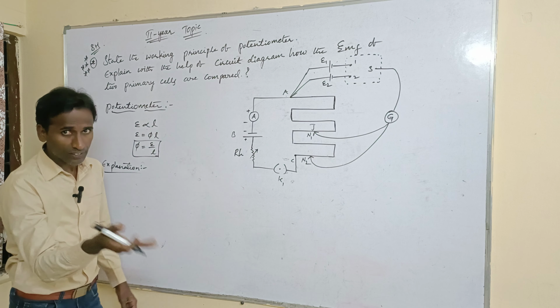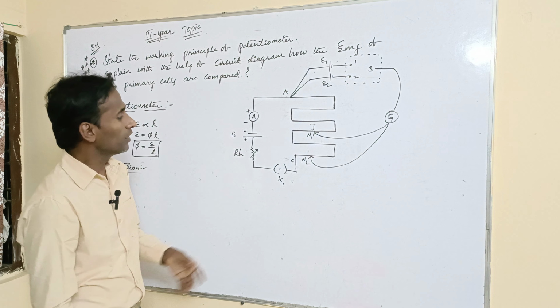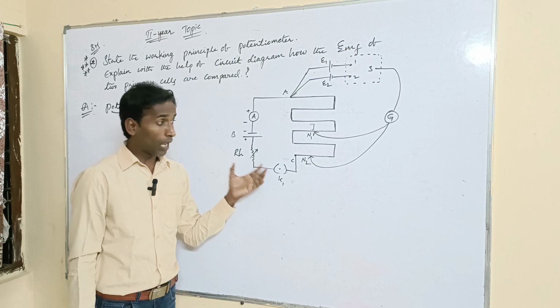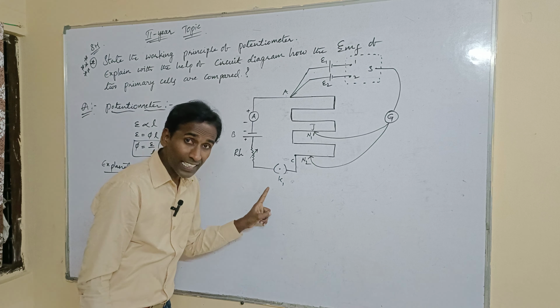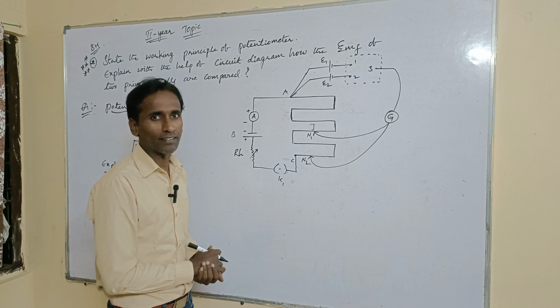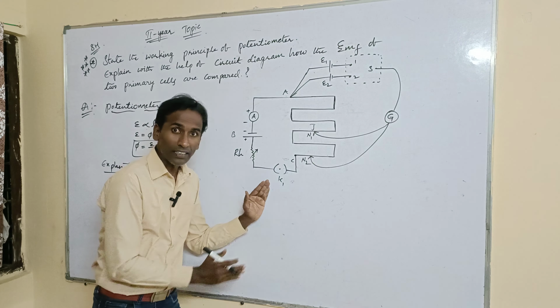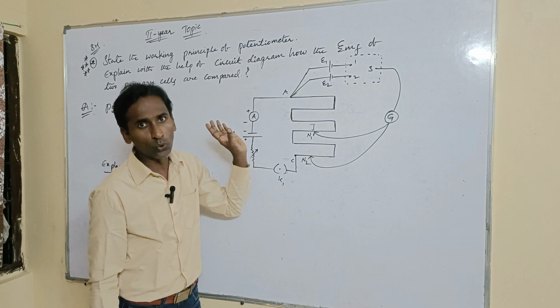That is the explanation which is given. And now, how are we going to find that value? Here, once again, I am telling you, when the key K1 is closed, only then is it possible for the current to pass. When the key K1 is closed, current will be passing through the circuit.